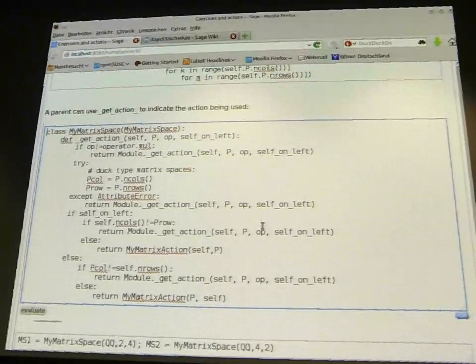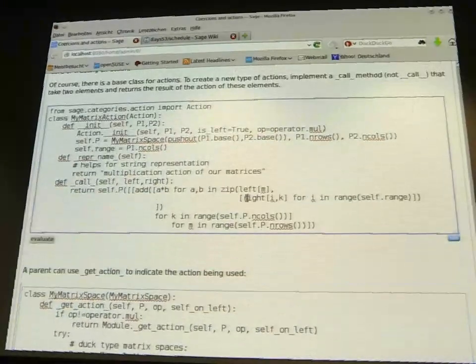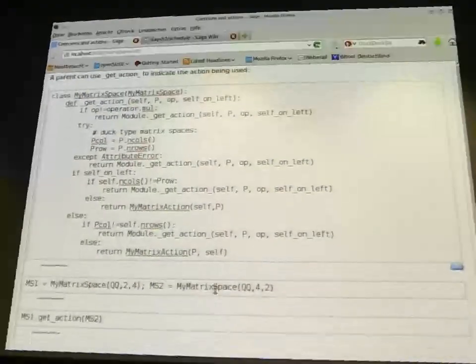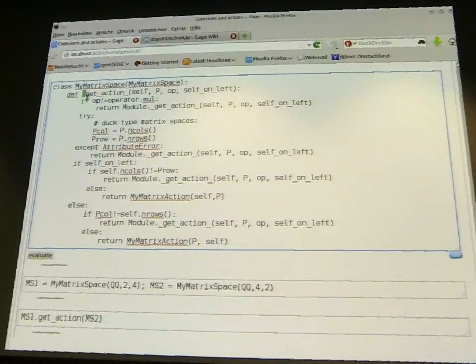So what will we do on the level of the parent? This is how to implement an action, and now, how to use this action. In the parent, we have another single underscore method, namely get action. We have seen a get action method without underscores; this is different. This is single underscore get action. Again, it takes another parent, which is supposed to act, an operator, multiplication, addition, whatever, and it tells whether self is on the left or on the right side. We want matrix multiplication, so if it is addition or something else, then we simply do what modules would do. We don't do anything special for this.